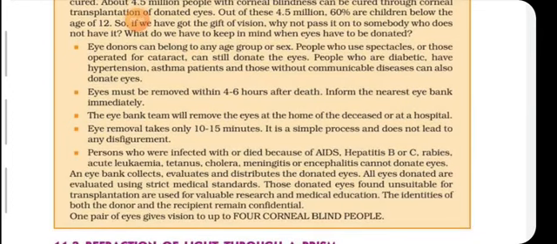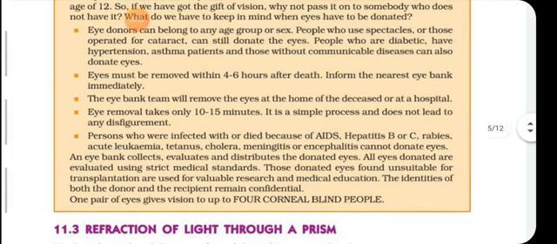Persons who are infected with or died because of AIDS, hepatitis B or C, rabies, acute leukemia, tetanus, cholera, meningitis, or encephalitis cannot donate eyes. An eye bank collects, evaluates and distributes the donated eyes. All eyes donated are evaluated using strict medical standards. Those donated eyes found unsuitable for transplantation are used for valuable research and medical education.